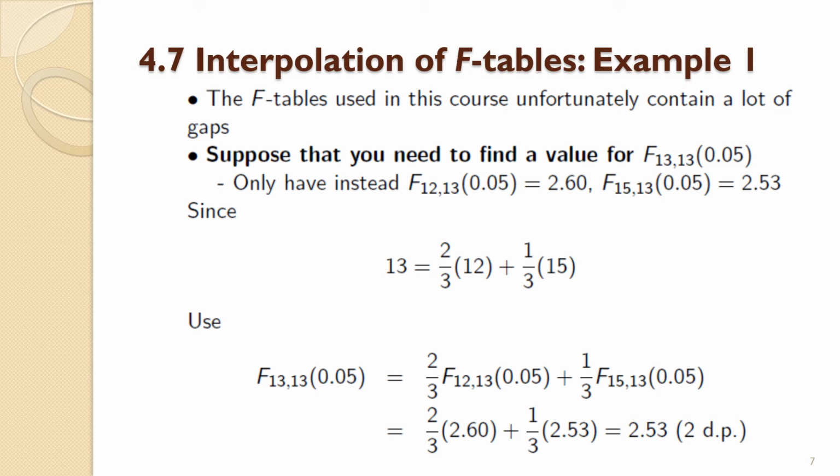Okay, so there's an example here where you wanted the value for F13 in the tables, and you have F12 and F15. The idea here would be that 13 is about 2/3 of the way, or 1/3 of the way, from 12 towards 15, and you would then use that information to interpolate using the formula on the slide.